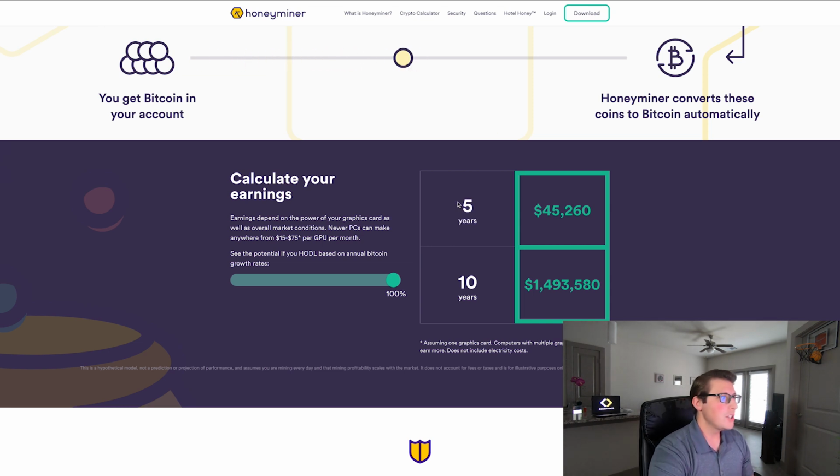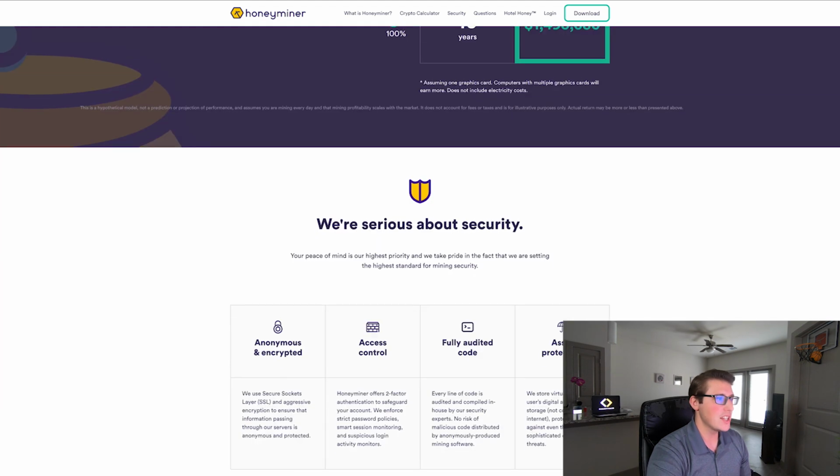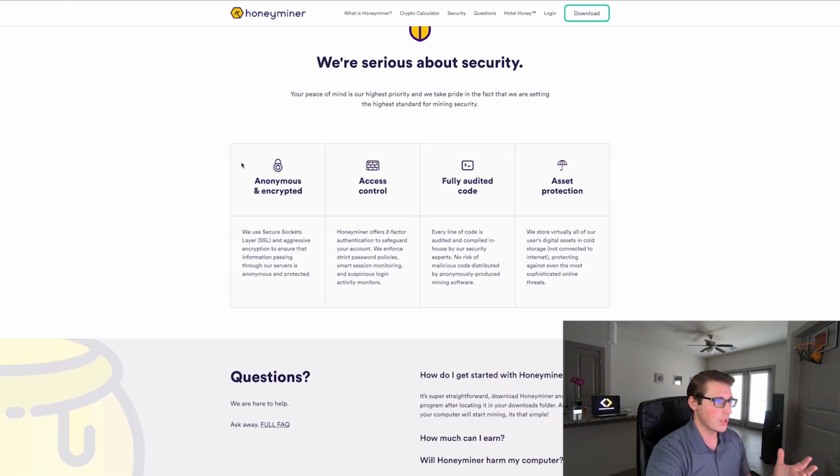A couple other good features, of course, it's anonymous and encrypted. They use SSL, which is really great. Access control, so they have two-factor authentication to safeguard your account. Strict password policy, session monitoring, suspicious logins, and activity monitors. The code is fully audited, which means they are constantly reviewing and updating the software, which is also really good.